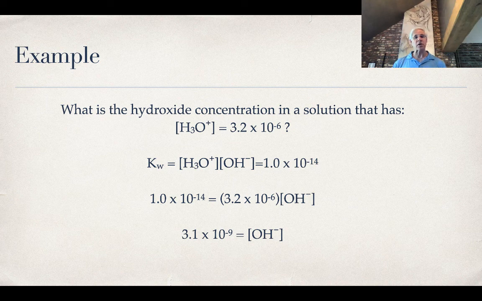Now, the other thing that we could ask is, is this solution acidic or basic? Well, when we look at our concentrations here, we see we have an H3O plus at 3.2 times 10 to the minus 6. We have an OH concentration of 3.1 times 10 to the minus 9. And so this is greater at 10 to the minus 6. And so my hydronium is greater than my hydroxide. So this solution would be acidic.